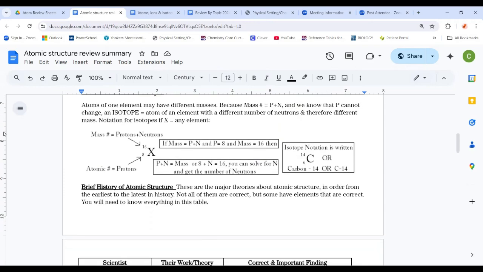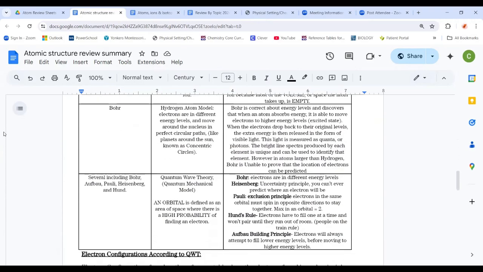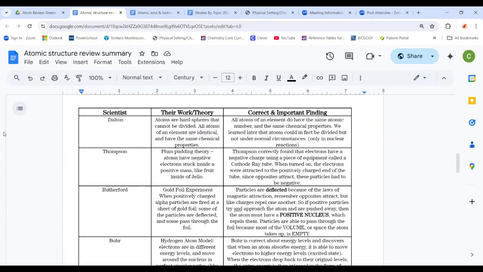So here's a review of isotopes. Here's a review of all the different types of isotope notation. Okay, you have to recognize all of these 3 different types of notation and what it means and what that number means and where it will be, right? So there's a big explanation here of isotope notation. Here's a brief rundown of all the atomic theories and what they found.